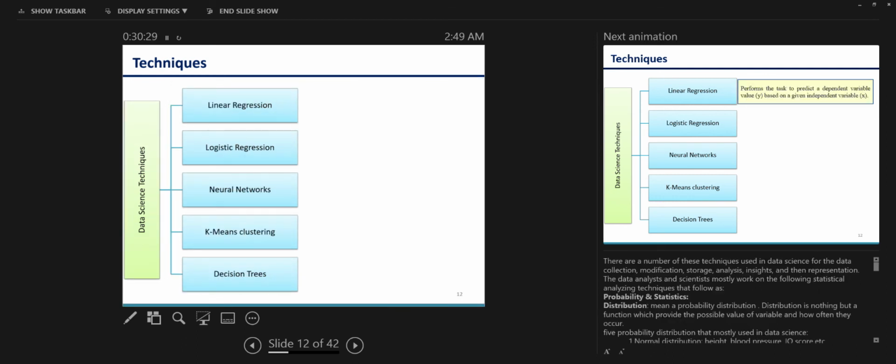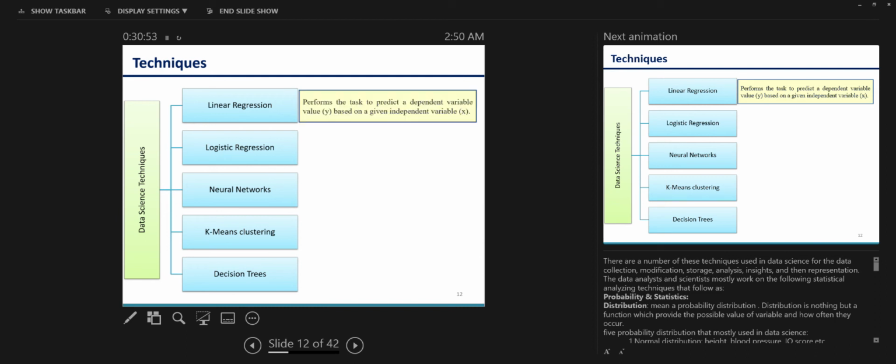Next we have AI applications. We have linear regression, logistic regression, neural network, k-means clustering, and decision trees. These are the techniques mostly used in AI and decision-making technologies, such as artificial intelligence, deep learning, and machine learning applications.